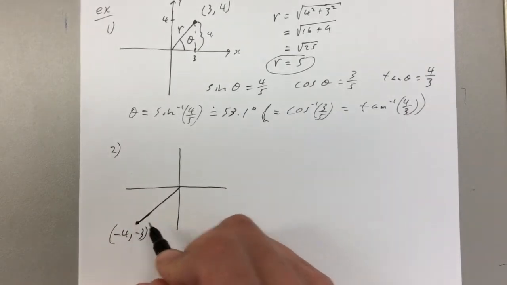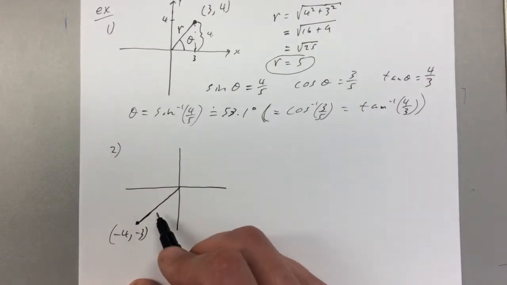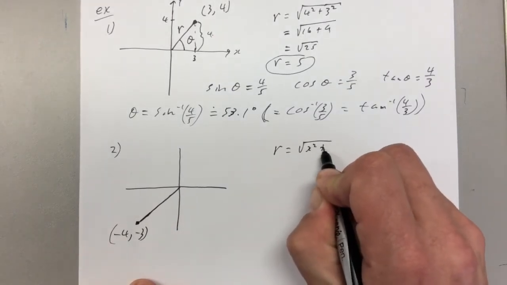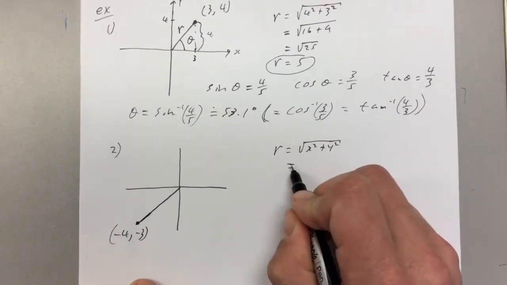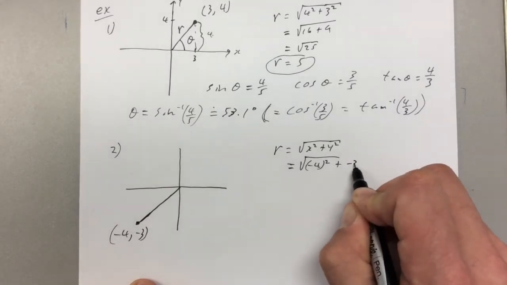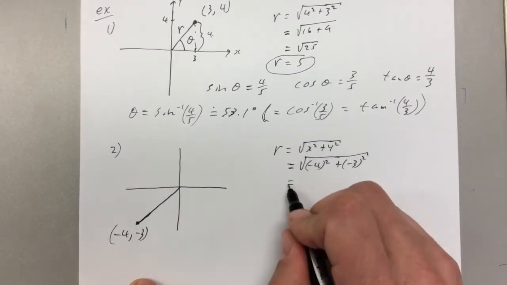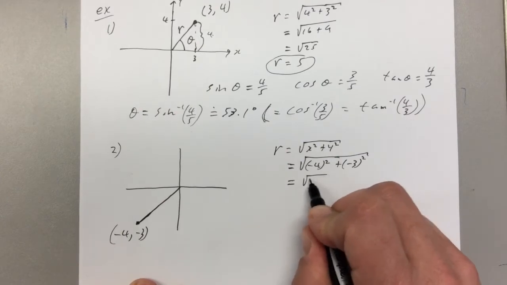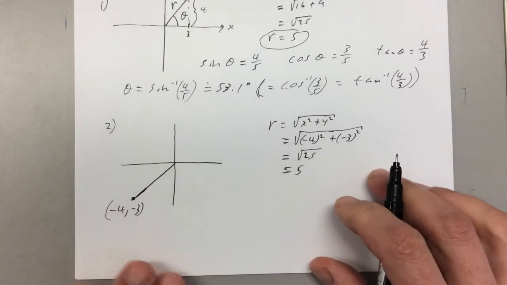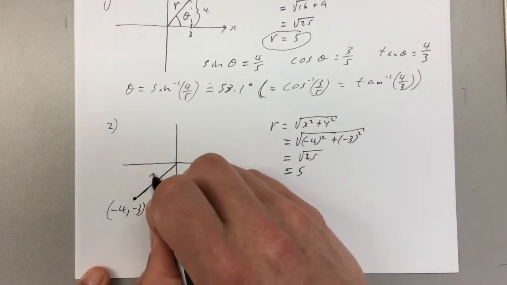So if that's the coordinates of that point, so that's x and y, and we have to find out r. So r equals the square root of x squared plus y squared, which is -4 squared plus -3 squared. And that's going to be the same as before, so that's going to give us the square root of 25, which equals 5. Okay, so that's r equals 5.